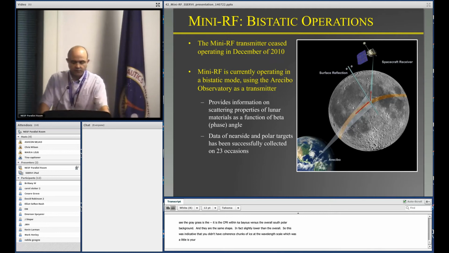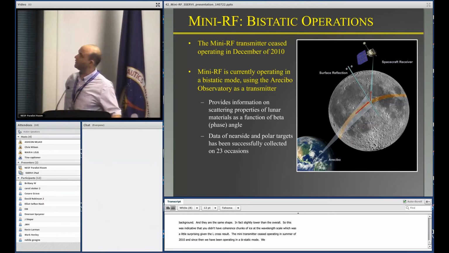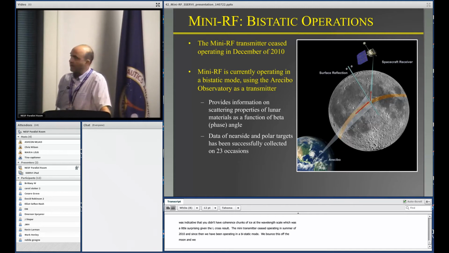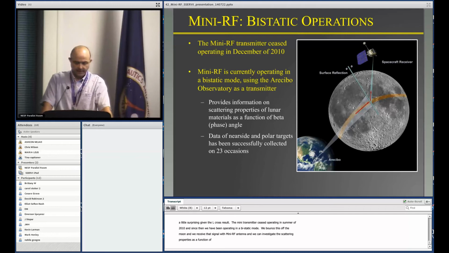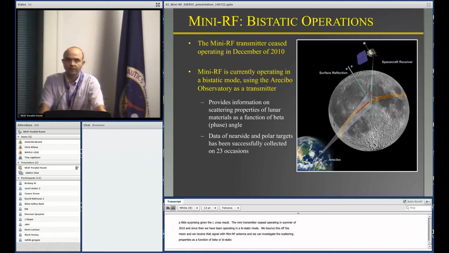So the MiniRF transmitter ceased operating in December of 2010, and since then we've been operating in a bistatic mode, where we use the Arecibo Observatory in Puerto Rico to transmit. We bounce this off the moon, and we receive that signal with the MiniRF antenna on LRO. And the key thing here is we can investigate the scattering properties as a function of beta or bistatic angle. And that's key for trying to determine whether some of the features that we see are rock or ice.